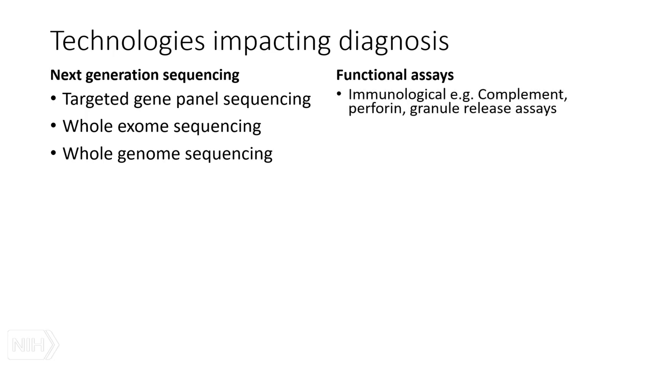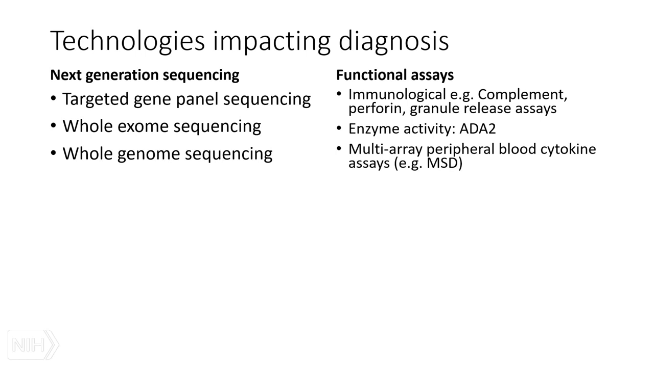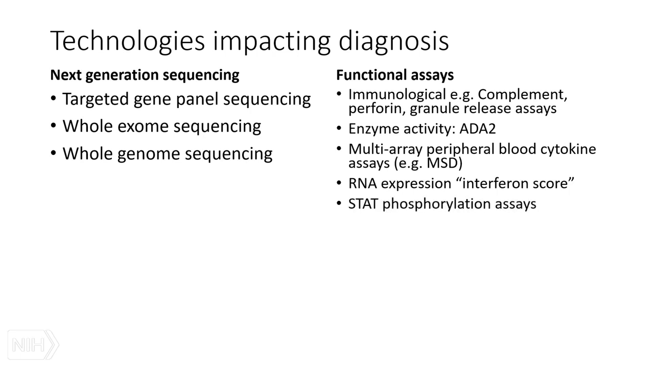Well, many already exist: complement, perforin, granule release assays for the HLH spectrum. Enzyme activity, ADA2, an important new enzyme, but actually there's only one centre in the UK that does it. That's our centre. I know of Duke in the US that does it, so these are tests that are important but not widely available. You can measure peripheral blood cytokines, you can do RNA gene expression, look at the interferon score, for instance. We spend a lot of time talking about that today.